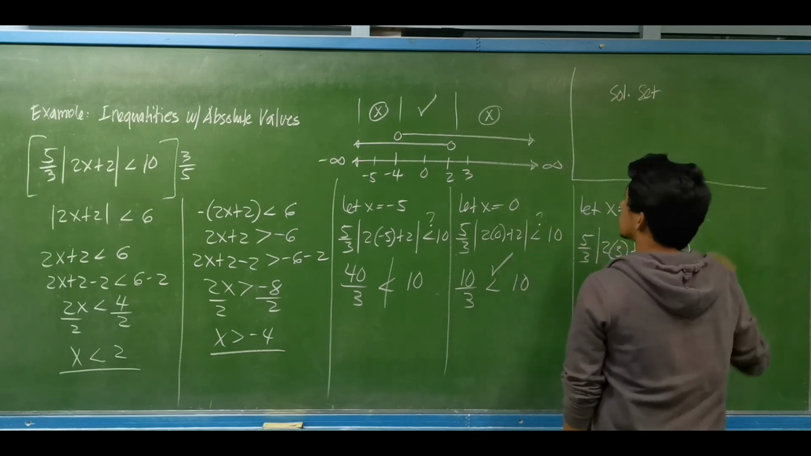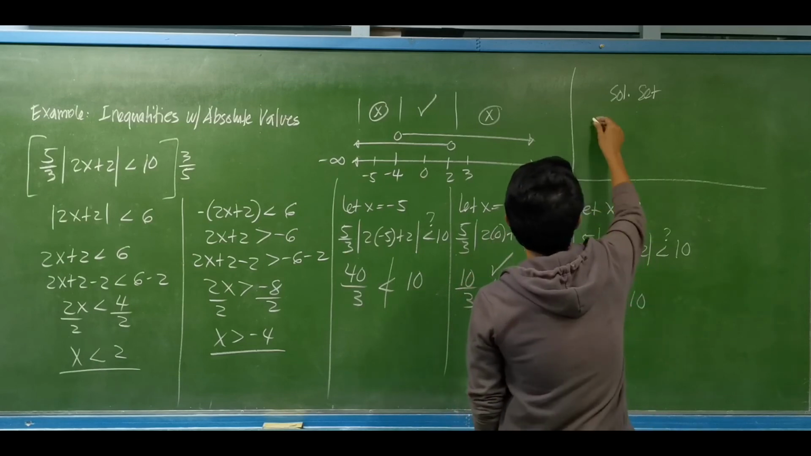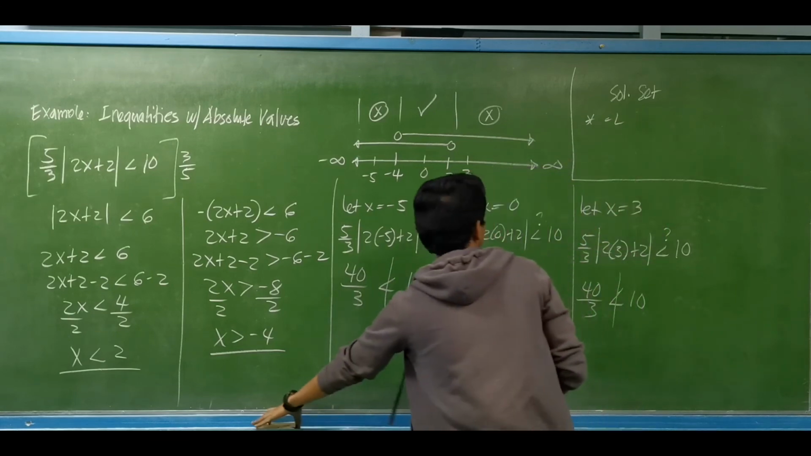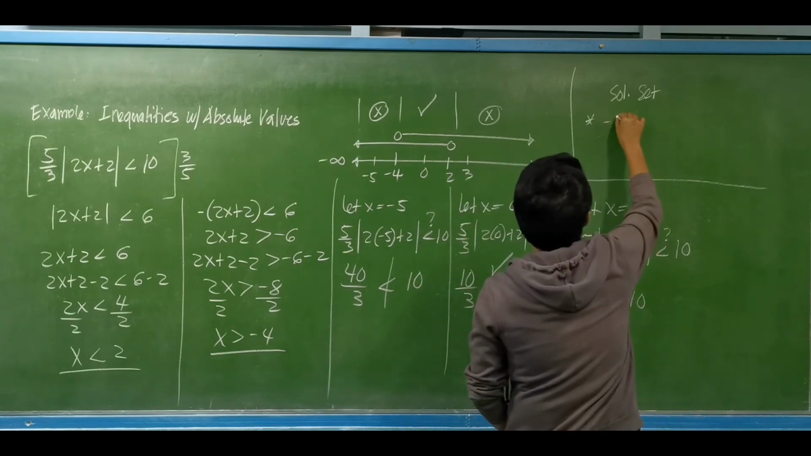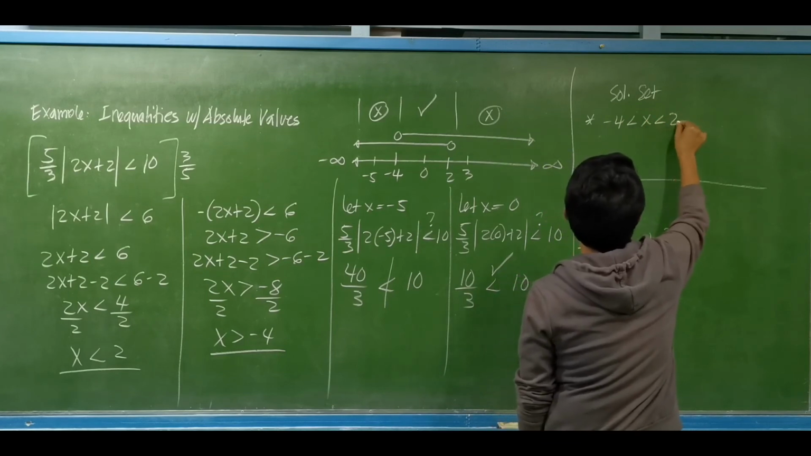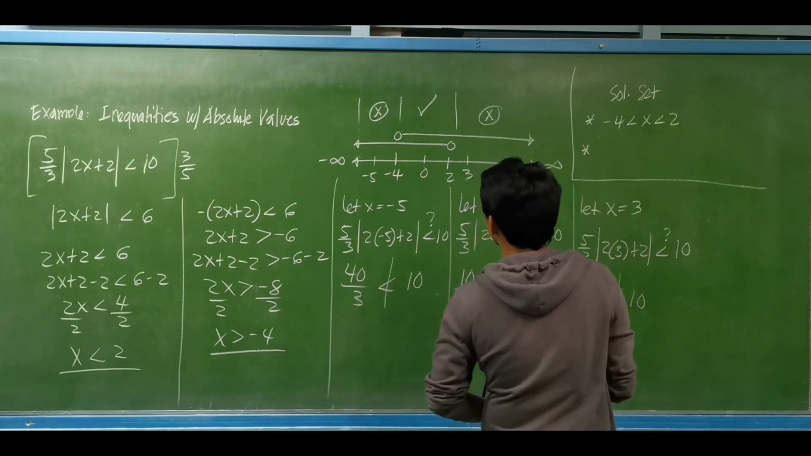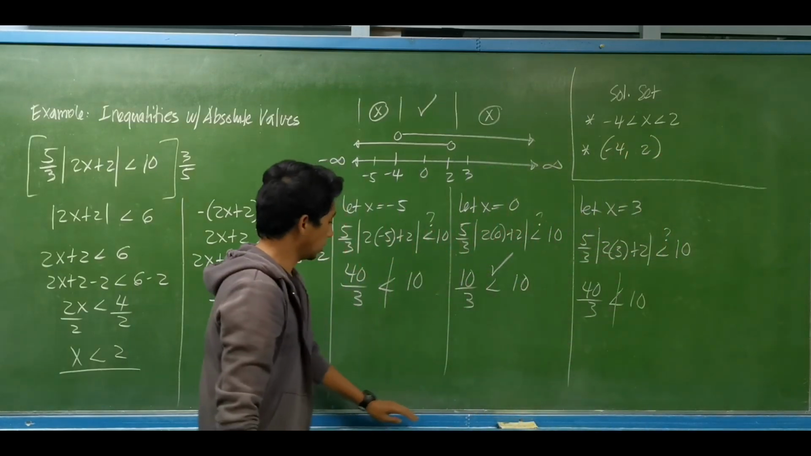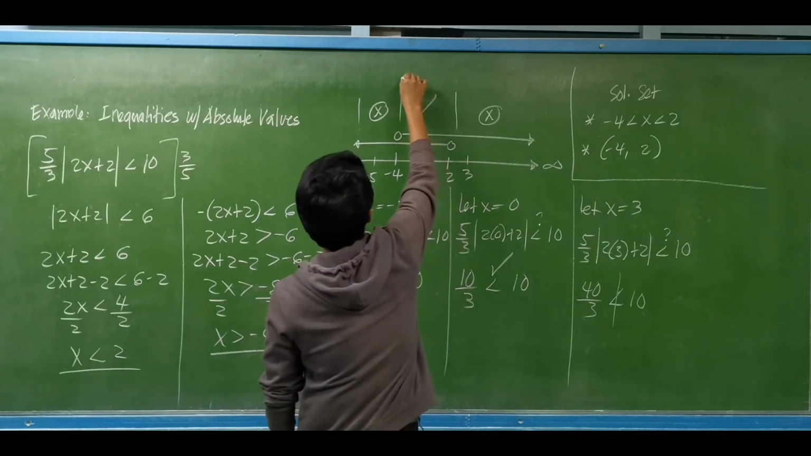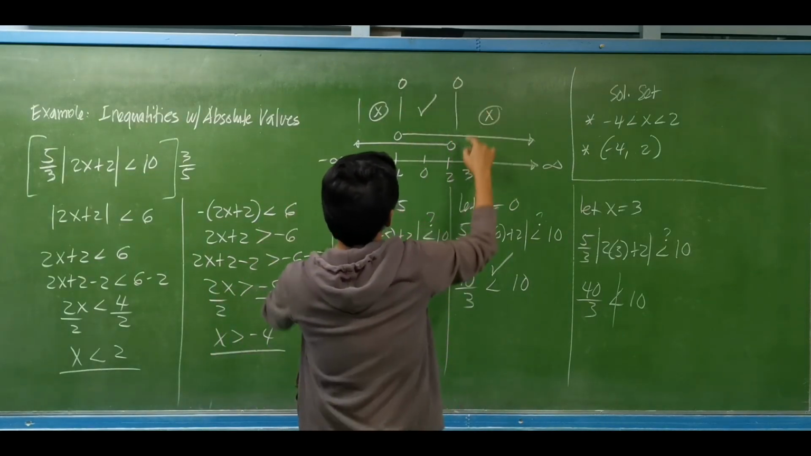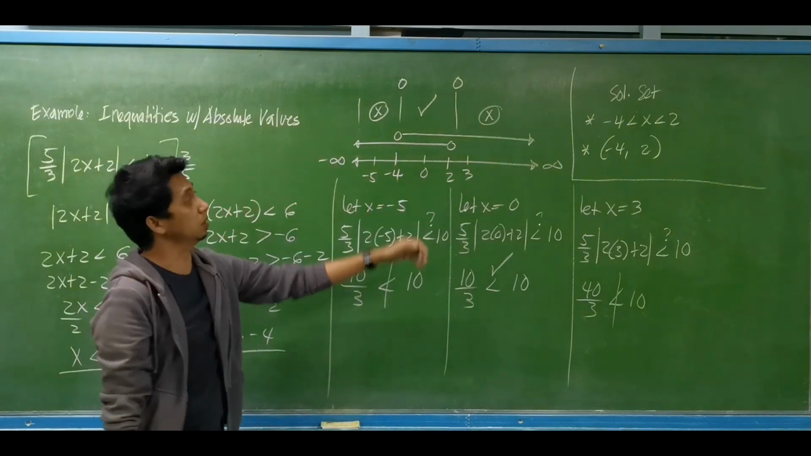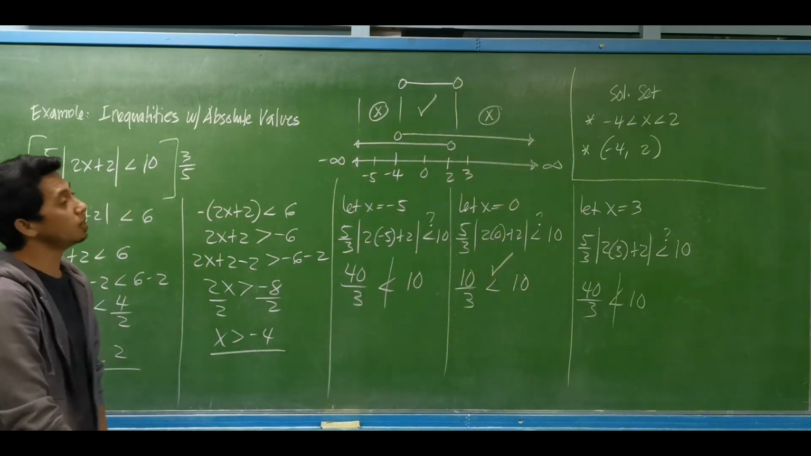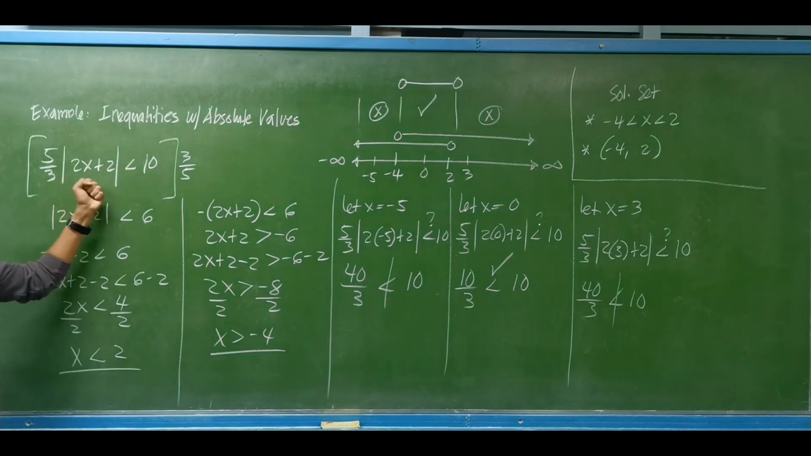For our solution set in terms of inequality, that is from negative 4 to positive 2: negative 4 is less than x, less than positive 2. In terms of interval notation, that is from negative 4 up to positive 2. If we represent the solution on our number line, we use open circles, which means negative 4 and positive 2 are not included in the solution. So that will be our solution set for this inequality.